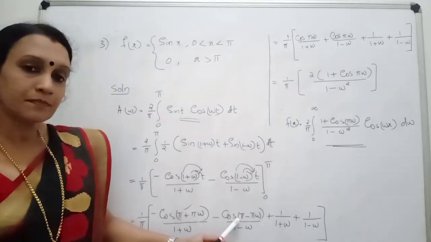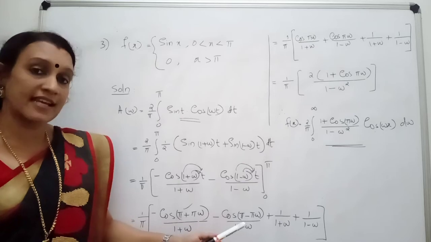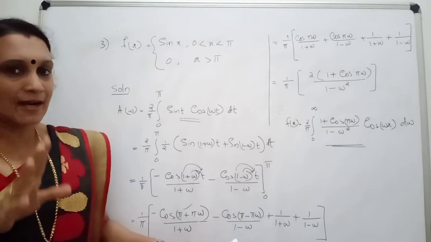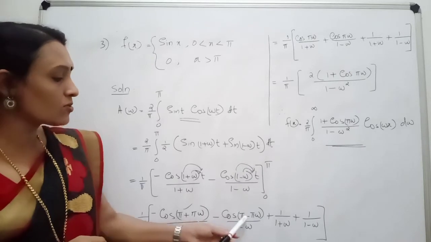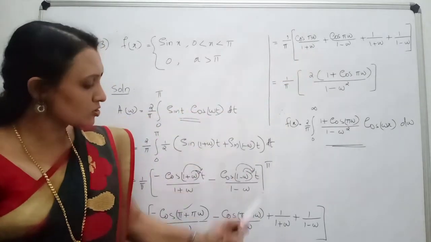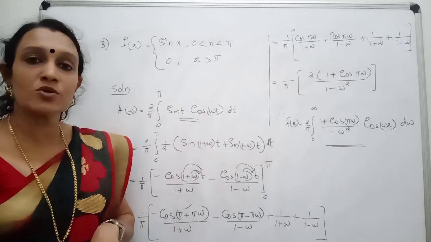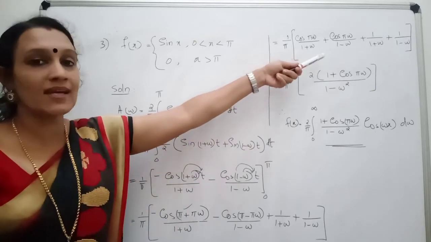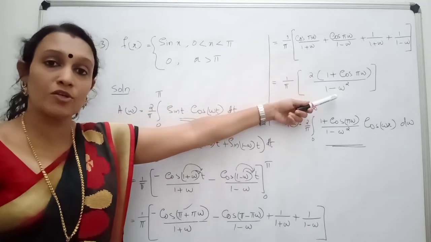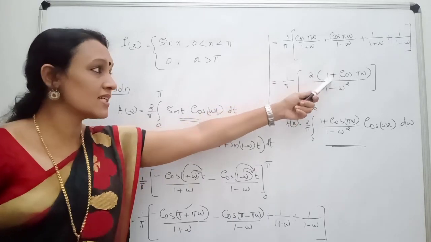Now, what about the next term? Cos of pi minus pi omega. Cos of 180 minus theta. 180 minus theta belongs to the second quadrant. In the second quadrant, cos is negative. We know all silver teacups. So, keep in mind all these results. So, cos of pi minus pi omega, it is plus cos pi omega divided by 1 minus omega, and the third term is 1 by 1 plus omega, and the fourth term is 1 by 1 minus omega, and you can take the LCM as 1 plus omega into 1 minus omega. Then the denominator becomes 1 minus omega square, and do simplification. We will get 2 into 1 plus cos pi omega.